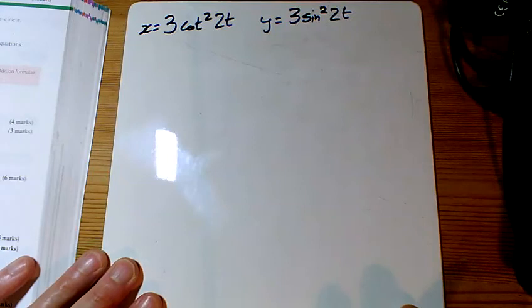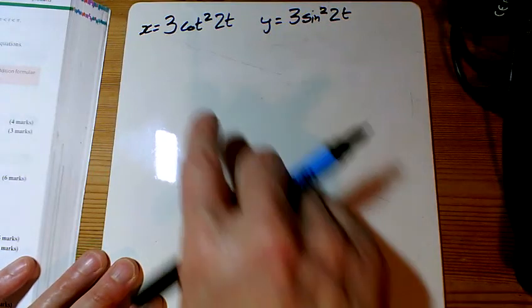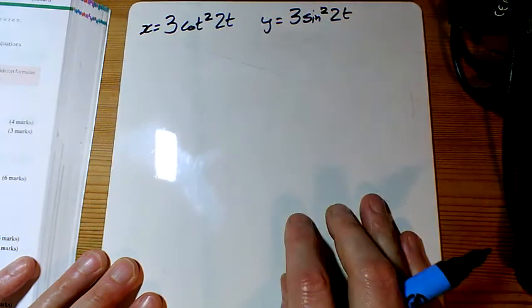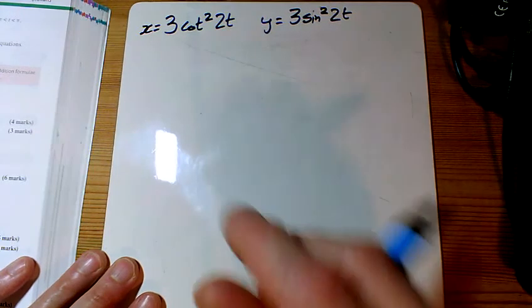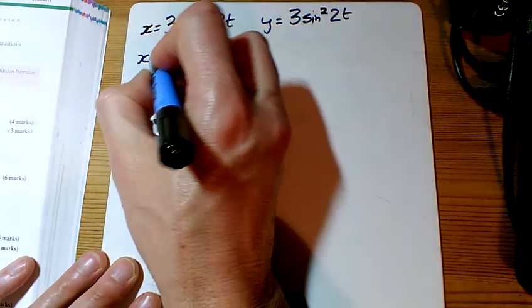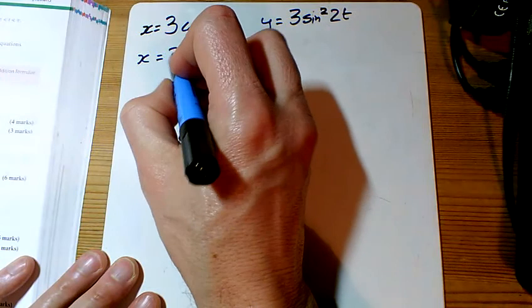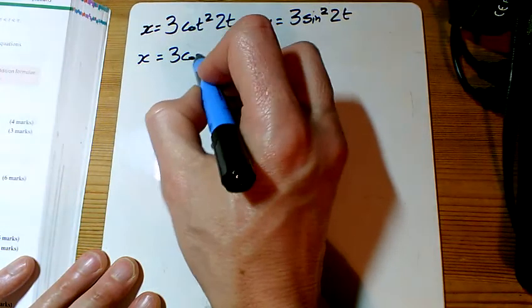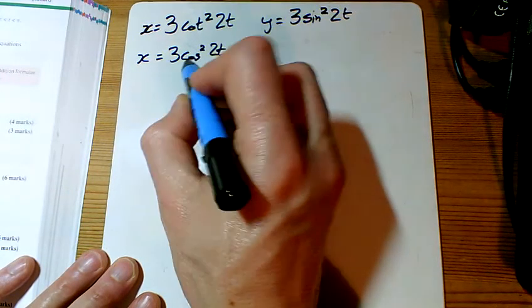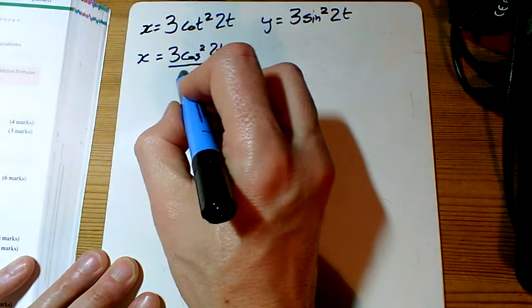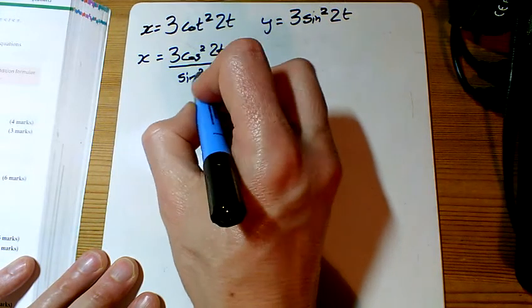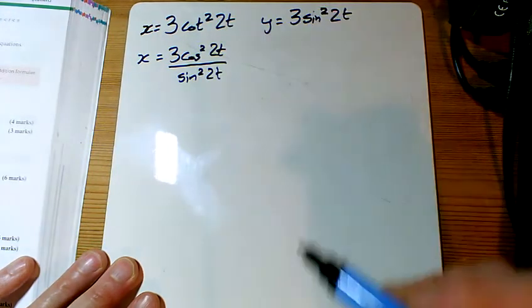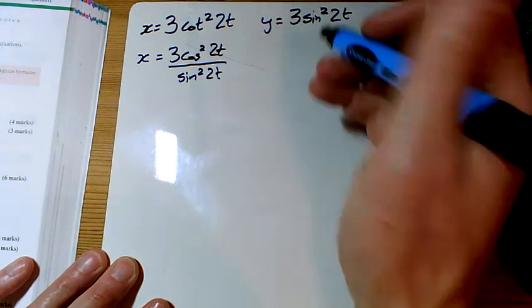Question 7 now, and I've been thinking about this for a while, how to link a cot squared and a sine squared. I've been thinking lots of different ways of doing it. And in the end, this is what I'm going to go for. I'm going to go for that this is the same as 3 cos squared 2t divided by sine squared 2t. So splitting the cot into the cos over sine.